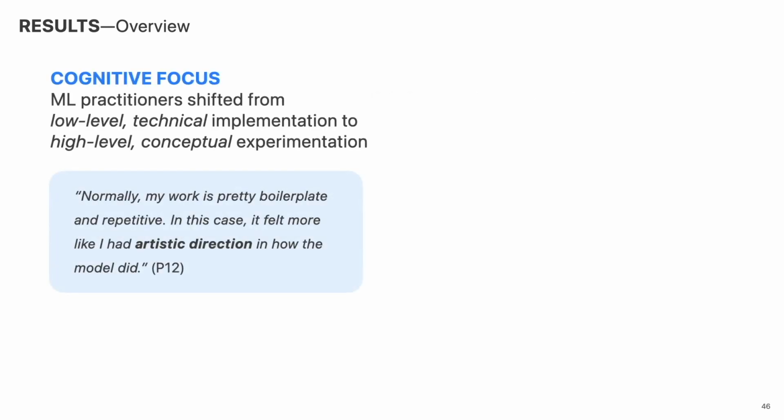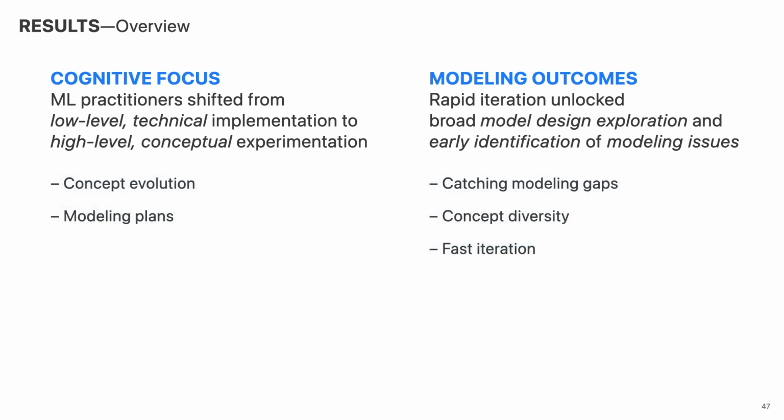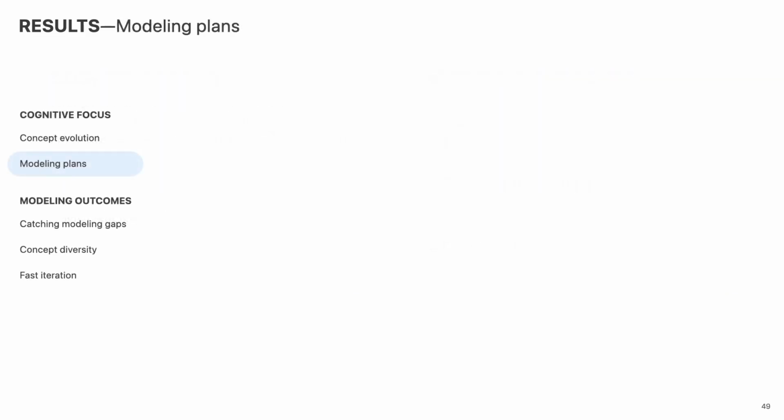First, we saw ML practitioners shift from a low-level technical focus to high-level conceptual experimentation. Then, we found that rapid iteration allowed for broad exploration of the model design space, as well as early identification of modeling gaps. These results break down further into several trends, but for the sake of time, I'll preview two of our findings. We observed a shift in participants' modeling plans.